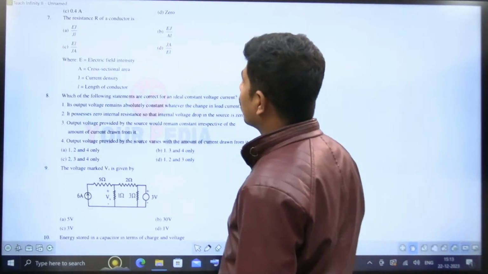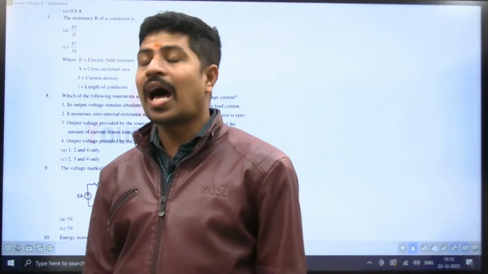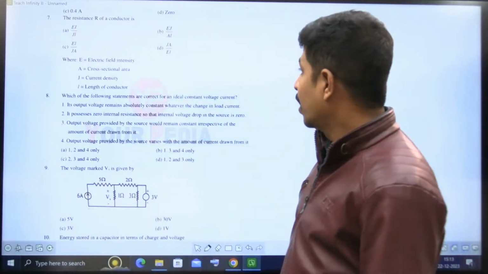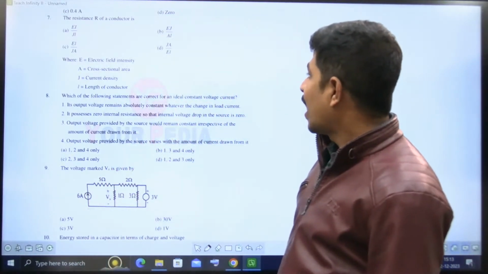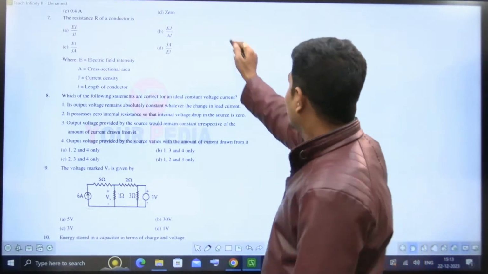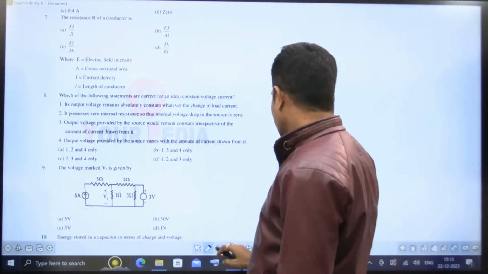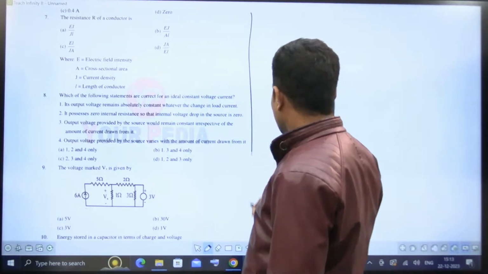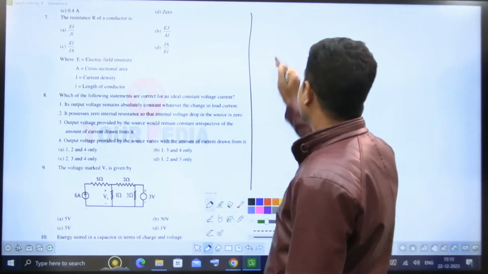What is the next question? The resistance R of a conductor is given in terms of E, L, J, and A, where E is the electric field intensity and J is the current density. He mentioned it very clearly, and we know the relationship also.